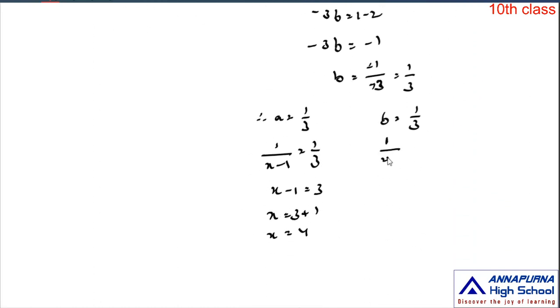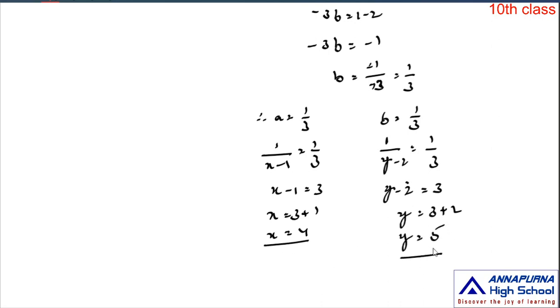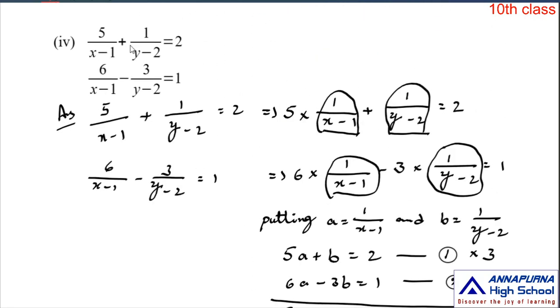So 1 by y minus 2 is equal to 1 by 3. So when we write the reciprocal on both sides, then y minus 2 is equal to 3. Then y is equal to 3 plus 2, y is equal to 5. So x is equal to 4 and y is equal to 5. So this is the required solution of the given two equations.